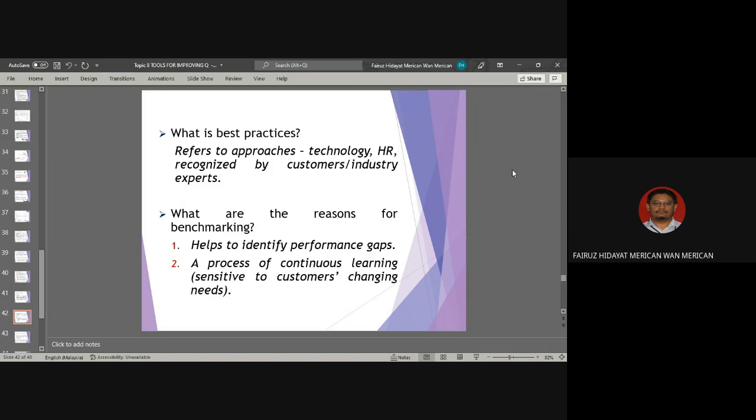So for example, you observe the other company that is of top quality, you observe what best practices they implement, and then you try to apply that in your own organization. So benchmarking helps to identify the performance gaps, the gap between your company and the other company of higher quality, and it is a process of continuous learning. You are constantly learning because you compare yourself with other companies. Even though you have achieved some level of quality, you still need to learn by looking at other companies that might be of even higher quality, so that you can learn from them and improve yourself until your company reaches that same level of quality. So it's a process of continuous learning.